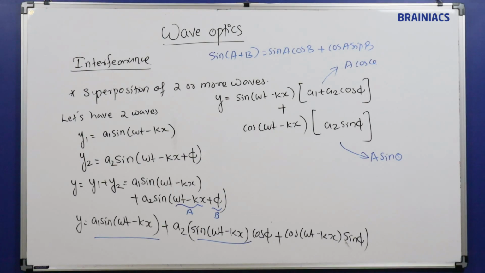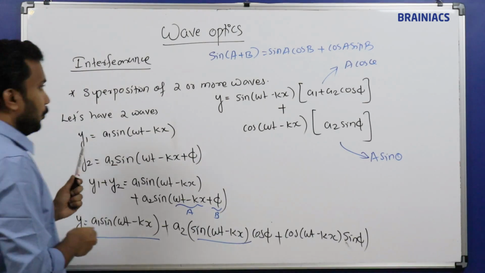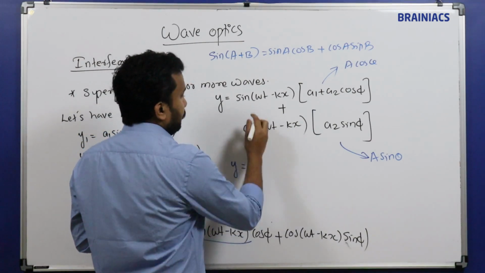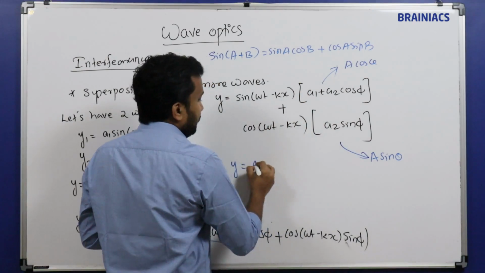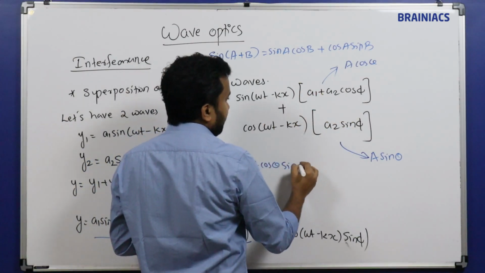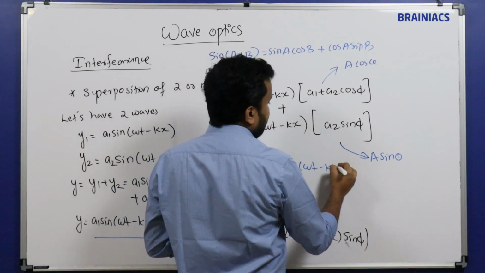So how can we represent the whole equation now? Now the whole equation will change to y is equal to, for this term here, A cos theta. So we replaced it with A cos theta, and the balance term is sine of omega t minus kx.